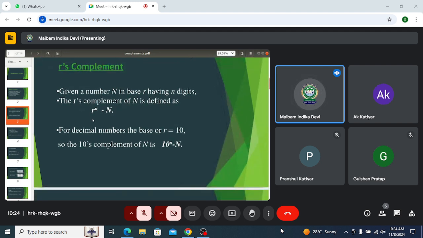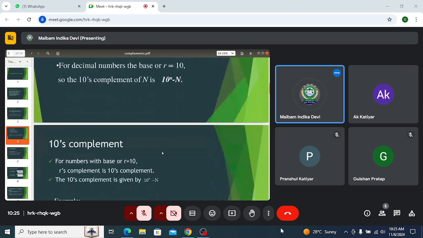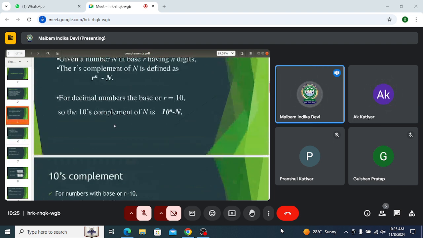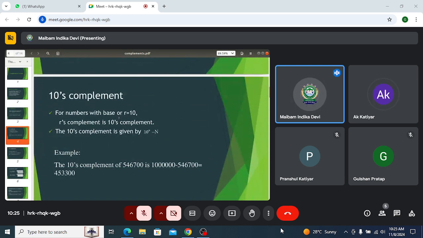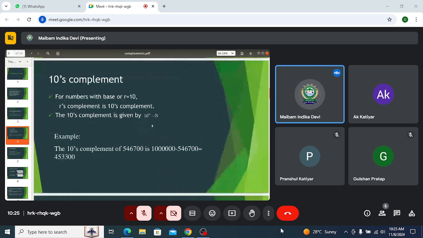Clear? So for decimal number, R is equal to 10. So it will be called the tens complement. The tens complement of n will be given by 10 to the power n, the base to the power n, where this small n is the number of digits, minus that number. So this is for base 10, that is decimal number. For a number with R equal to 10, the R's complement is called tens complement.